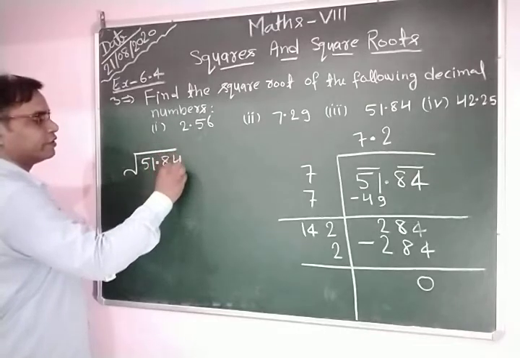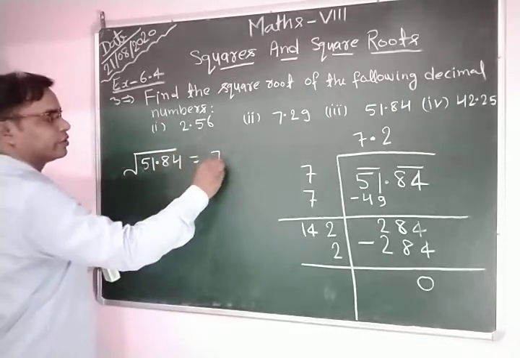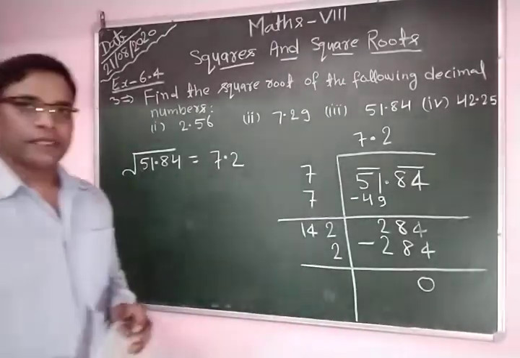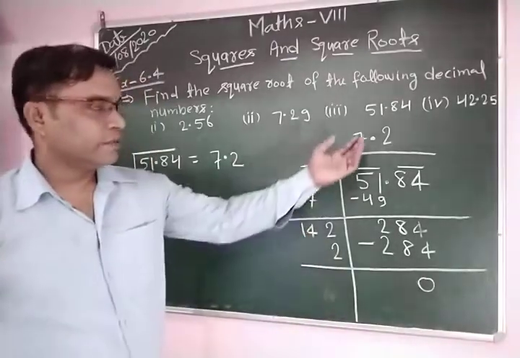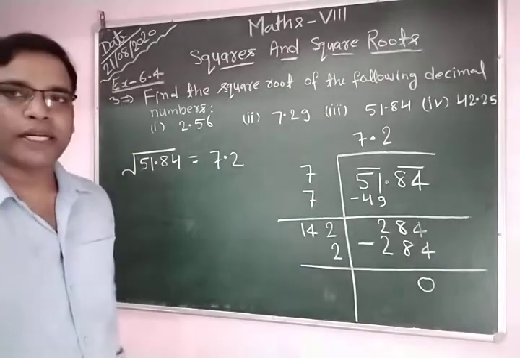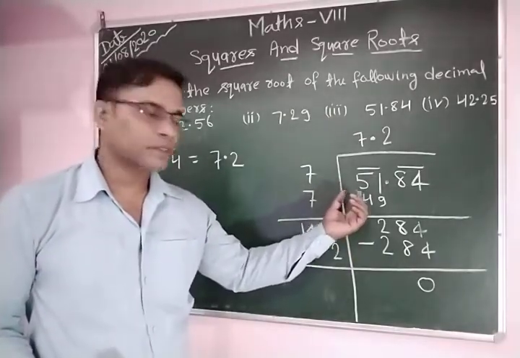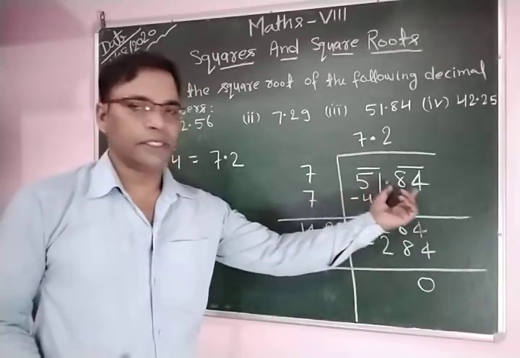51.84. This is equal to 7.2. Clear? So let's again, the given number is 51.84. First we put the bar and pair them. This is the integral part, this is the decimal part.